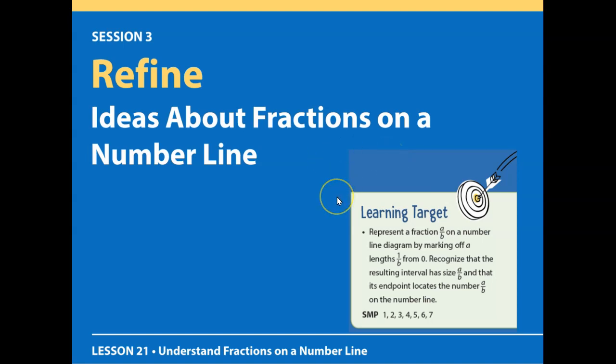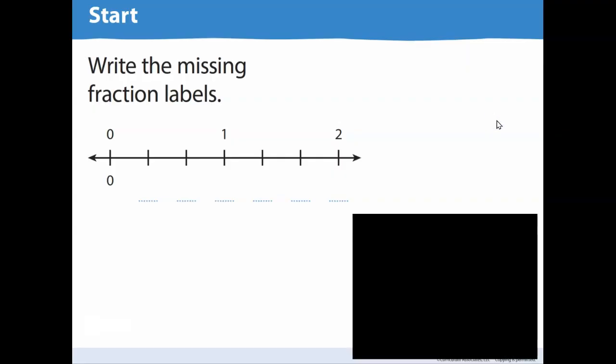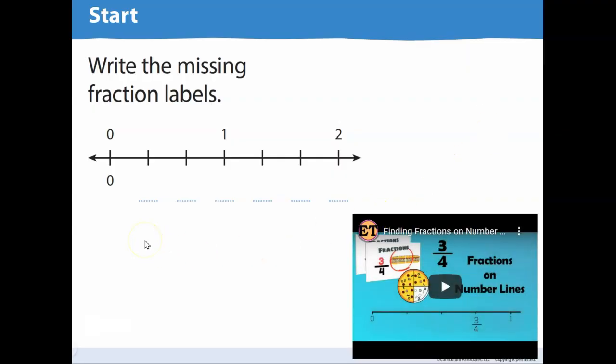All right, we're going to talk about understanding fractions on a number line. It says write the missing fraction labels. So I have a number line where I have two whole numbers, don't I? So my denominator is not going to be from 0 to 2. Just like I told you, it's only from 0 to the first whole number, or from 1 to 2. That's what's going to tell me what my denominator is.